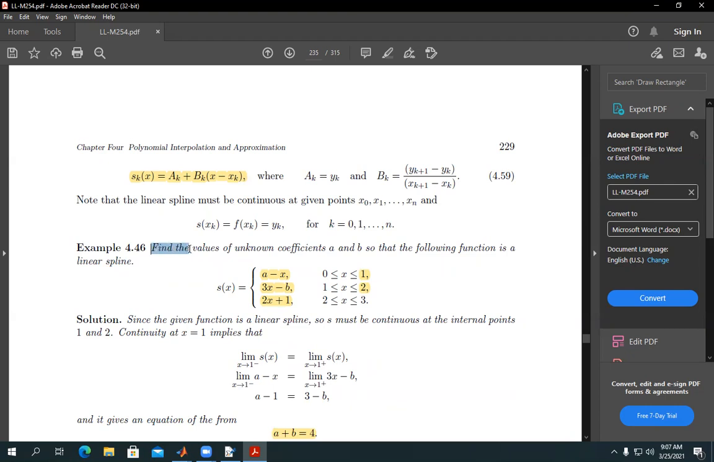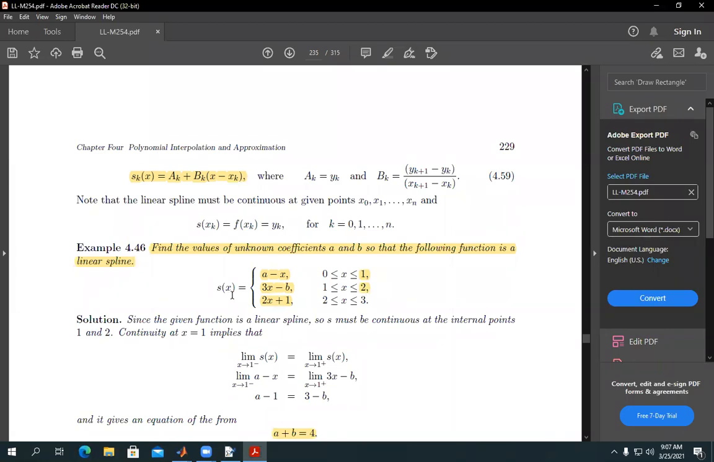He said find the value of the coefficients a and b such that the following function is a linear spline. So this is already given as the linear spline here, but there are unknowns we have, so we have to find them out. So you can see how can you find out? We simply use that the function is continuous. S of x is continuous at the inner points. Inner points are 1 and 2, so S must be continuous at 1 and 2.